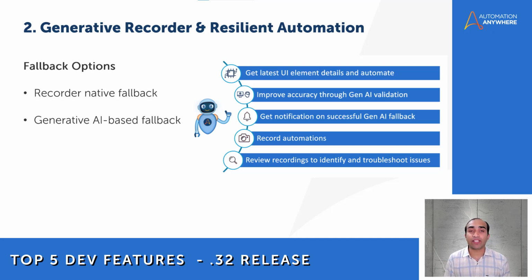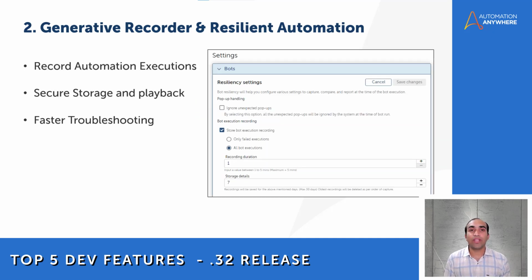Now, you may ask if it is possible to use both kinds of fallbacks if needed. And the answer is yes. When both fallback options are enabled, the automation will first use the native fallback and try to identify the object on which it is performing an action. If it is still not identified, then it will use the generative AI-based fallback to identify the object and perform the relevant action. Now, let's talk about the resilient automation.